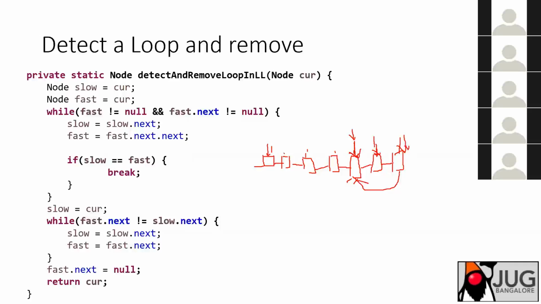Correct. So once they are meeting, what you do is move your slow pointer back to the start. Again your slow pointer is here. And now you move one pointer at a time. So your slow comes here, your fast is here, and both meet again back here. Okay, got it. So it works actually. This is the algorithm. I have not given it, it's Floyd's algorithm.